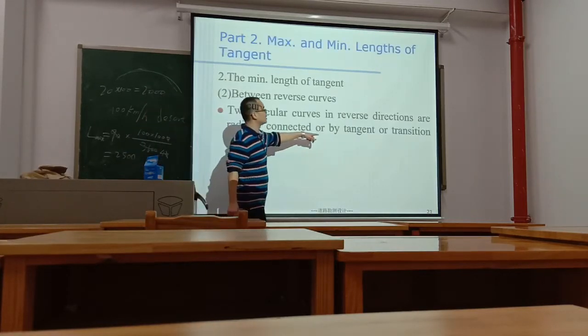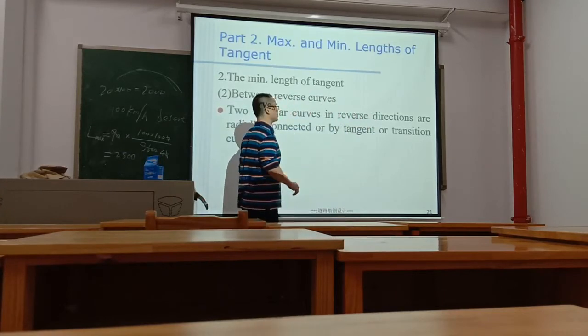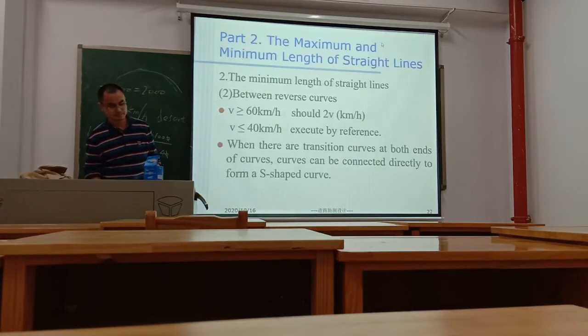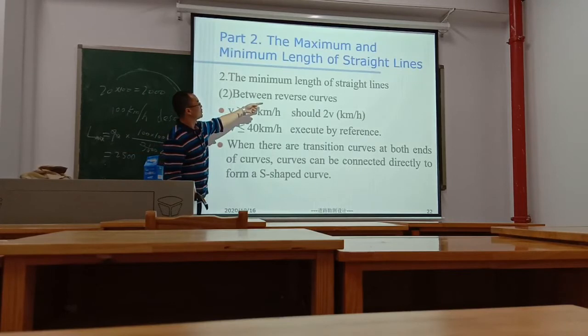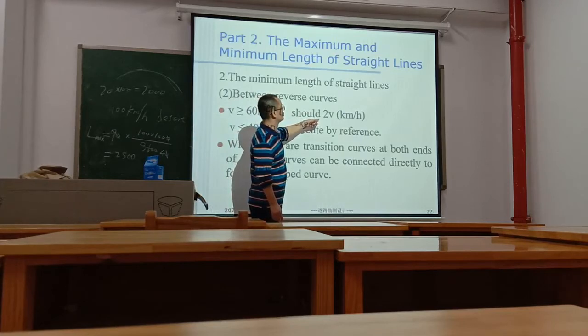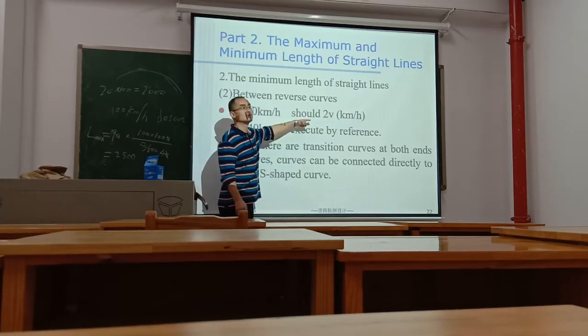Connected by tangent or transition curves. Do you understand? The tangent between reverse curves should be greater than or equal to two times V. For the same-direction curves, it is six times V.